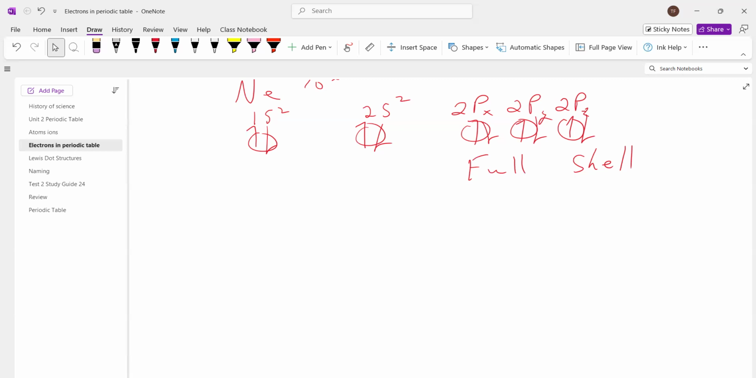Okay, so let's look at aluminum. Now, aluminum's got, well, 13 electrons. Now, aluminum is in shell 3. So that means the core electrons are shell 1 and shell 2.